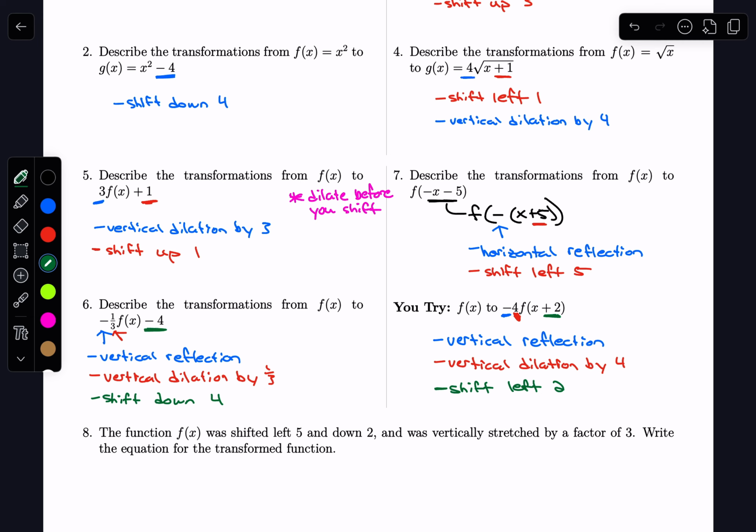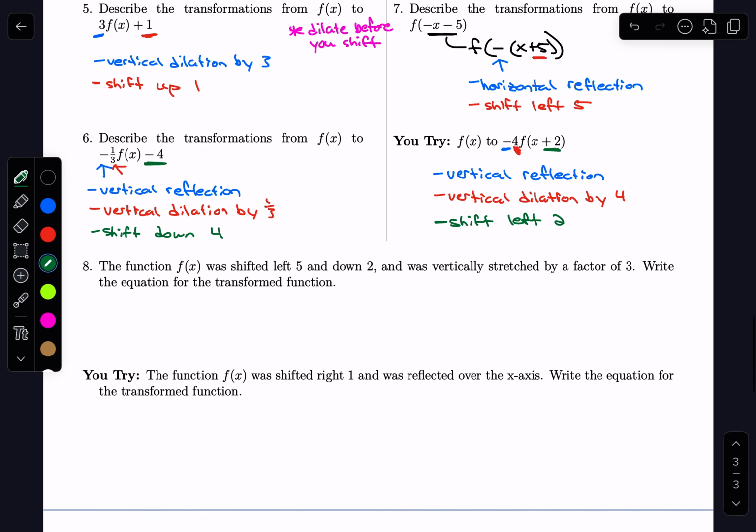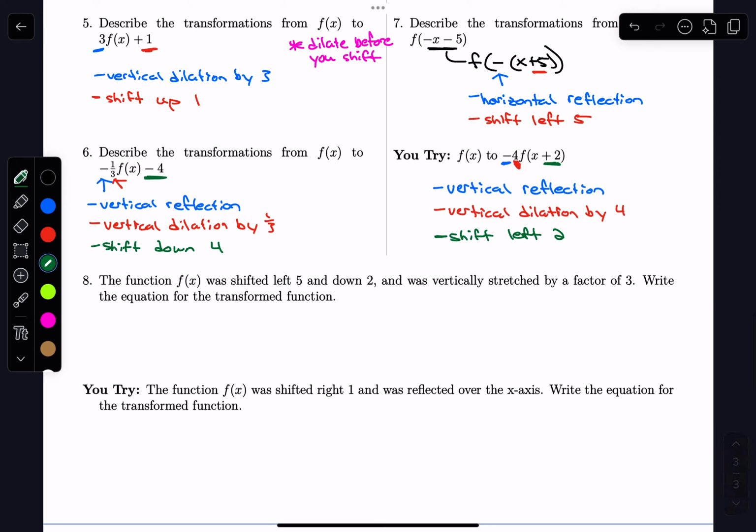All right, so now that we've gone that direction with these, we have just a couple where we're going to write the notation instead. So we had the notation in those past couple. Now we're going to create the notation. Number 8 says the function f of x was shifted left 5 and down 2 and was vertically stretched by a factor of 3. We want to write the equation for the transformed function.